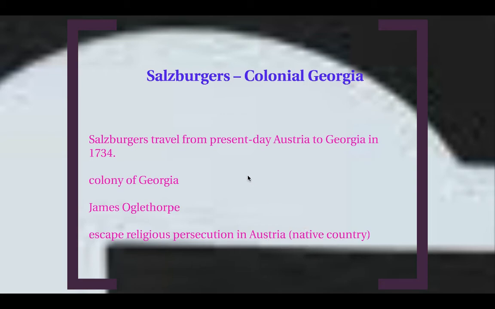So we need to connect several words to the Salzburgers. We need to connect Austria to the Salzburgers. We need to connect the word colony to Salzburgers, and also to escape religious persecution.